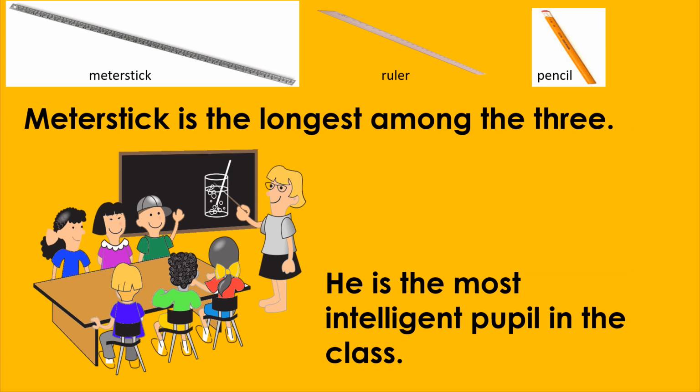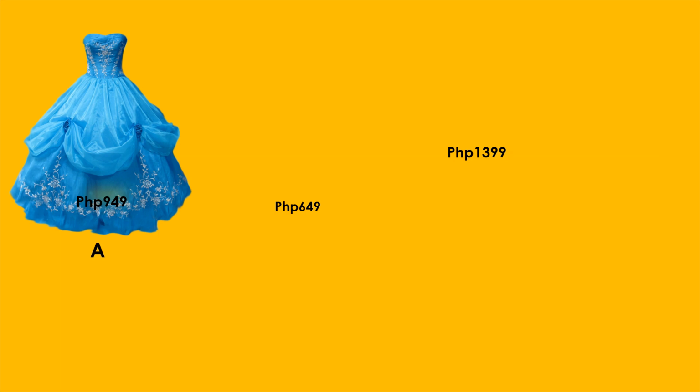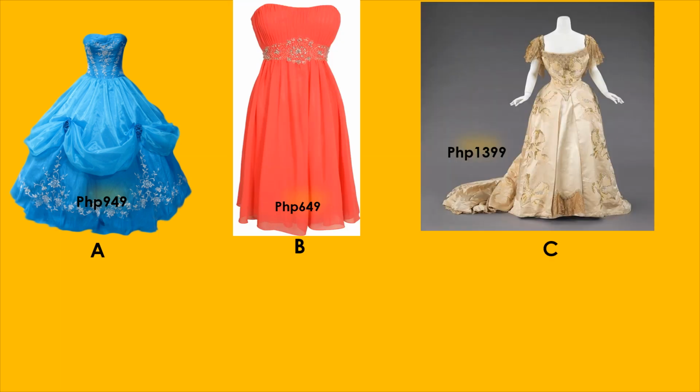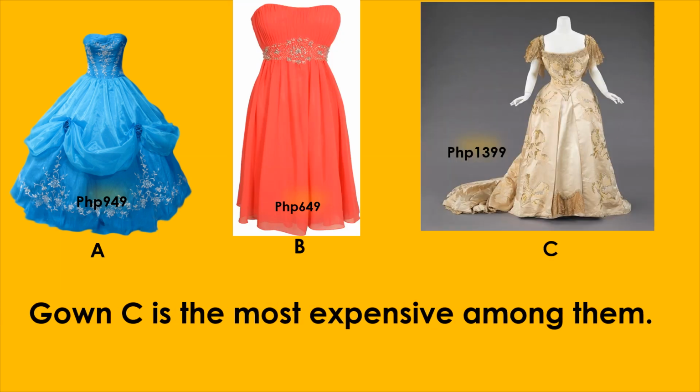He is the most intelligent pupil in the class. Most intelligent is in the superlative degree. Gown C is the most expensive among them. Most expensive is in the superlative degree.